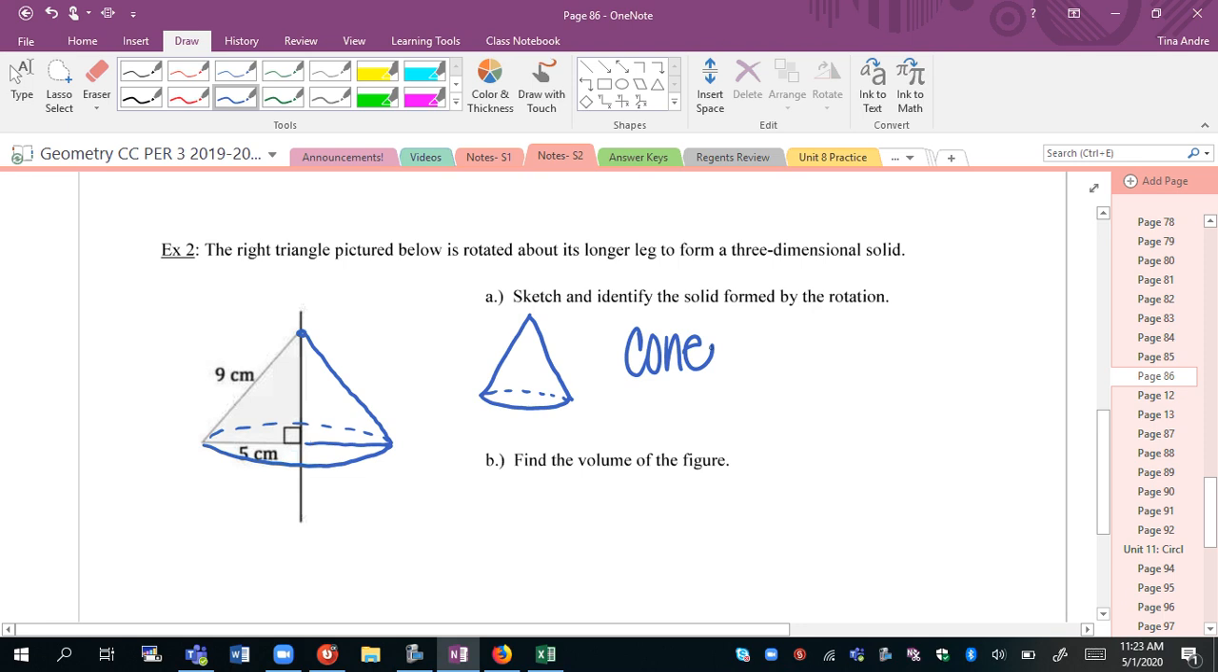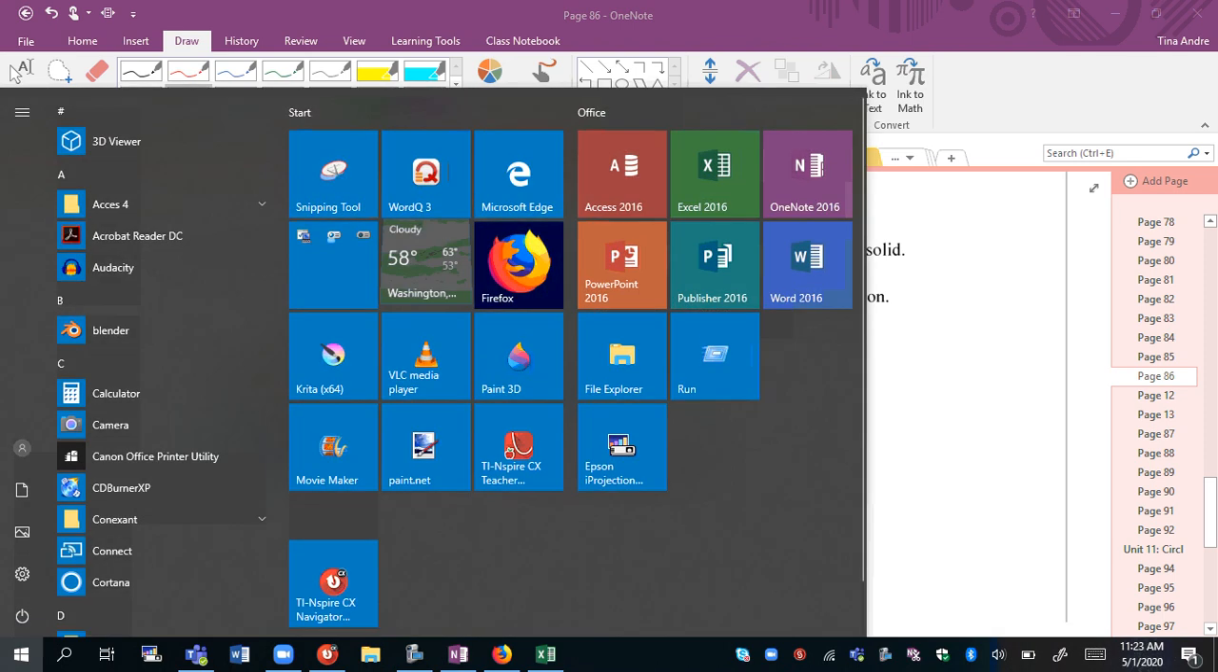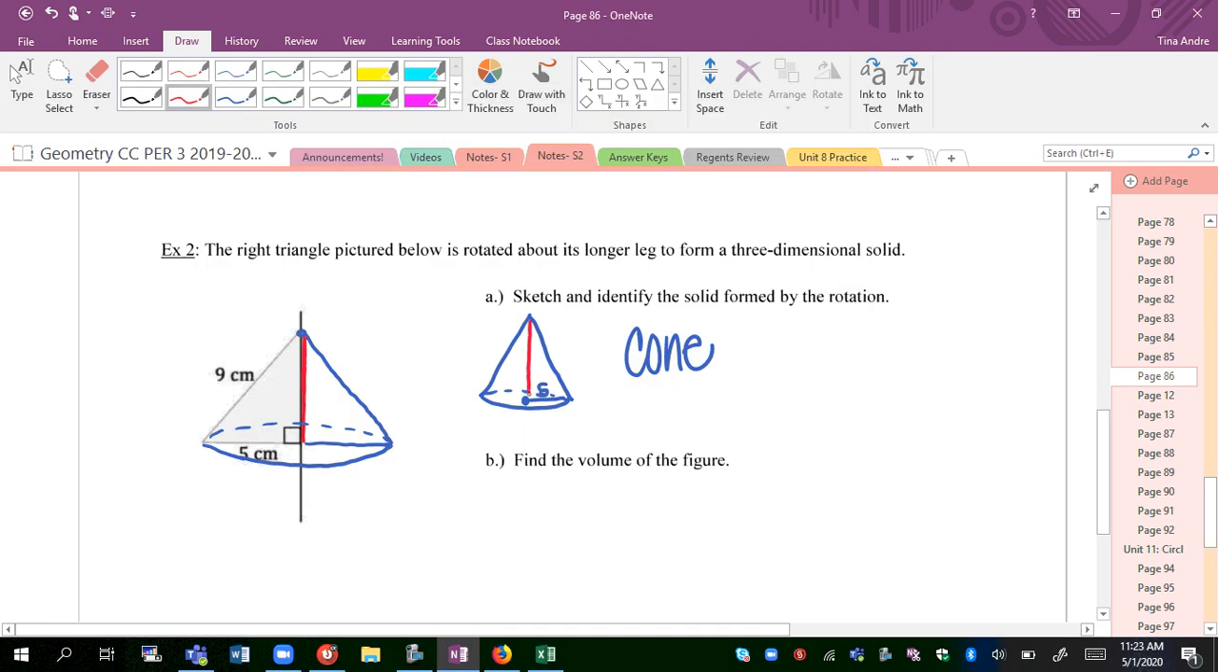And we know that we have a radius of 5 for this cone. But notice I don't have the height. I do not know the height of this cone right now. I only know the slant height, this 9 centimeters. So what I need to find in order to find volume, remember you always have to know the height. So volume of a cone is 1/3 pi r squared times the height. I know the radius. I need to figure out that height.